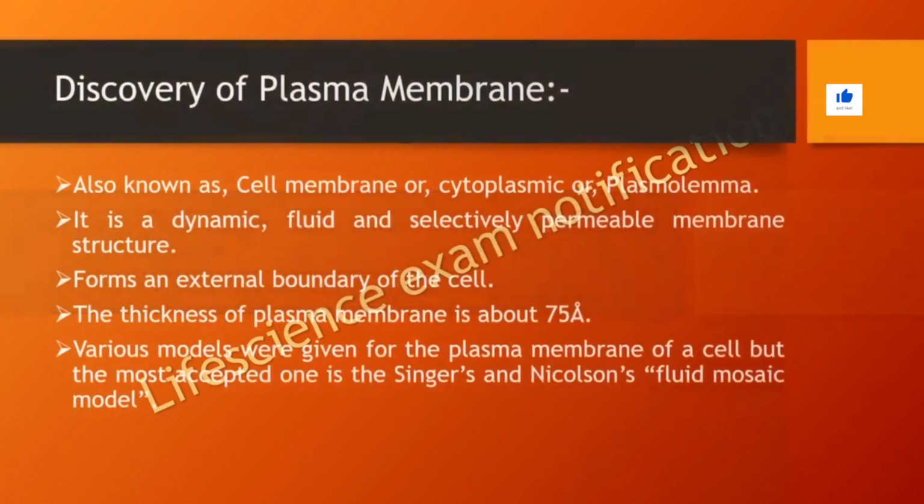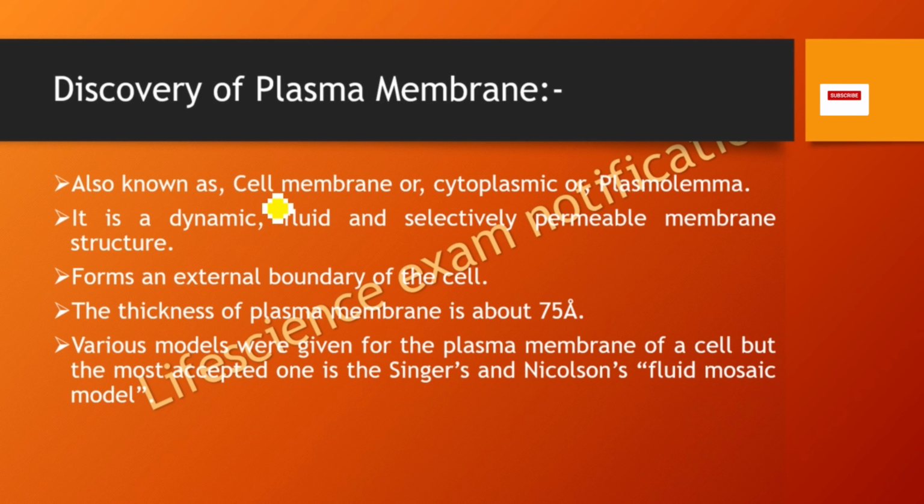plasma membrane is also known as cell membrane, cytoplasmic membrane or the plasmalemma. Plasma membrane is dynamic, means it can move. It is fluid and it is also a selectively permeable membrane structure. Selectively permeable. So what do we mean by selectively permeable? It means that it can allow the entry and exit of some selective substances only outside or inside the cell.